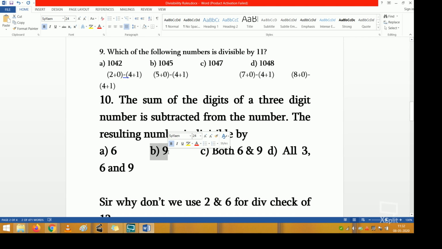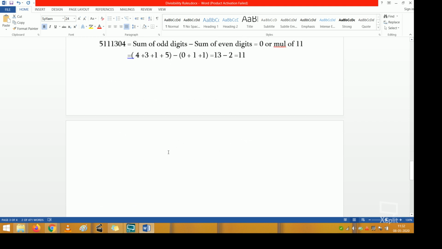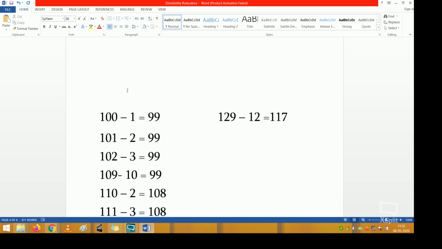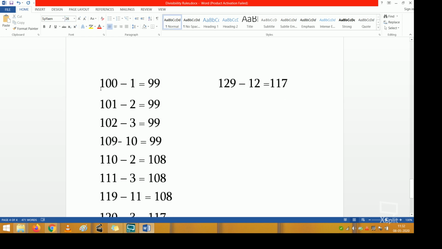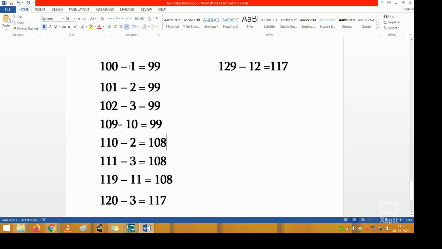Guys, look at this. I've already worked it out. What is the first 3-digit number? It is 100. What is the sum of the digits in 100? It will be 1. So I'm subtracting 1 from 100, I get 99.